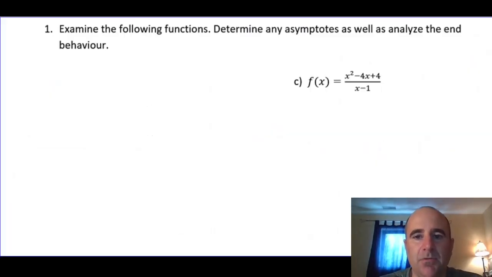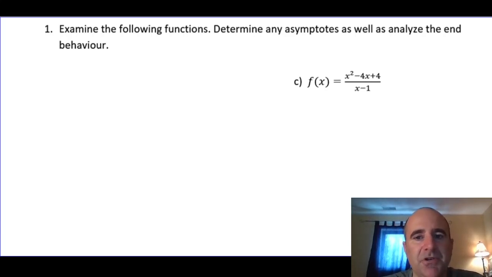Okay, for our third example, we have f of x equals x squared minus 4x plus 4 divided by x minus 1. So the first thing I notice is in the first example, the denominator had the larger degree. The second example, the numerator and the denominator had the same degree. And in this example, the numerator has the larger degree. So that's really going to become important when we talk about end behavior.